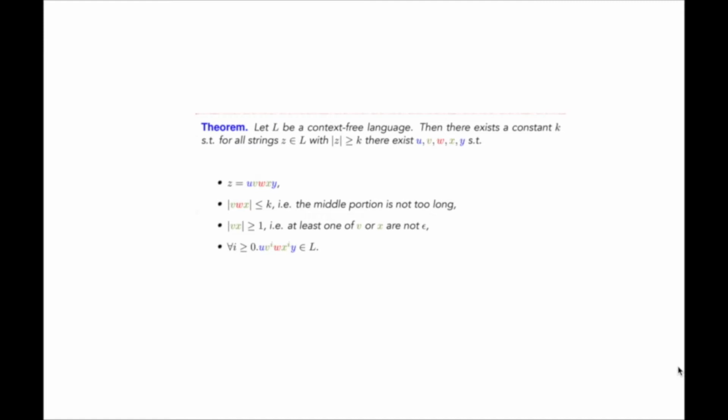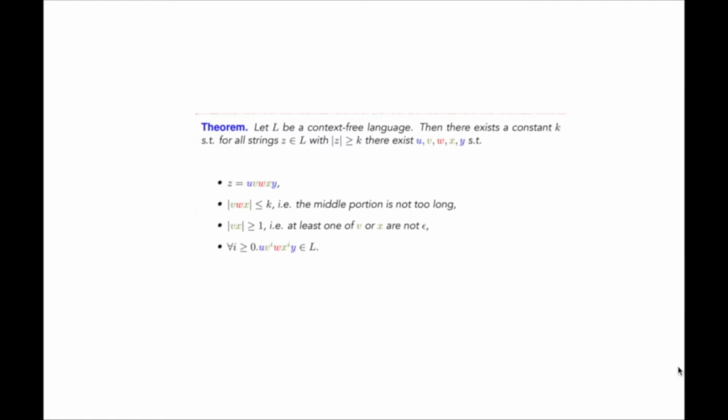Like the pumping lemma for regular languages, the lemma cannot be used to prove that a language is context-free, but it can be used to prove that a language isn't context-free. So let's begin by looking at this theorem as a whole. The pumping lemma says that for a given language L that we know is context-free, there will exist a constant k such that any word z that we know is in this language and is greater than this k in length, there will exist a decomposition into 5 subparts, u, v, w, x, and y.